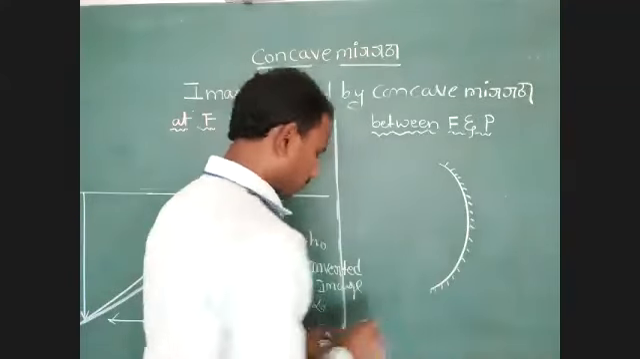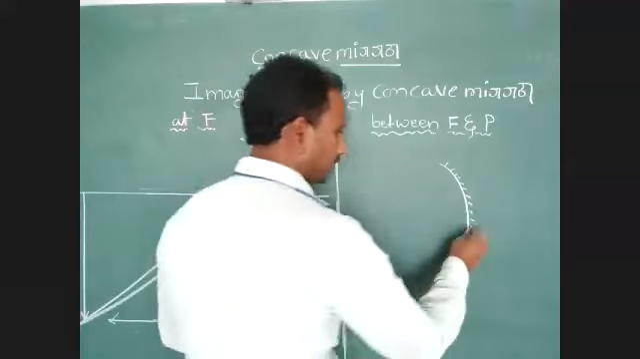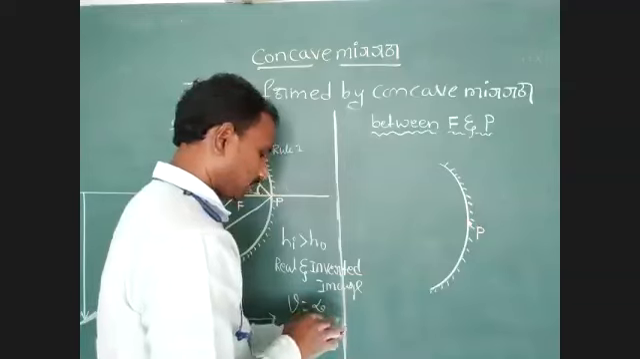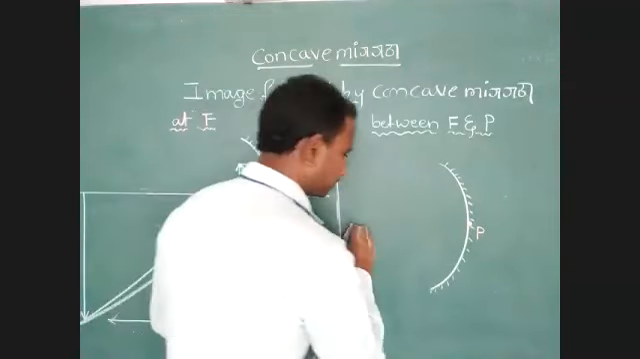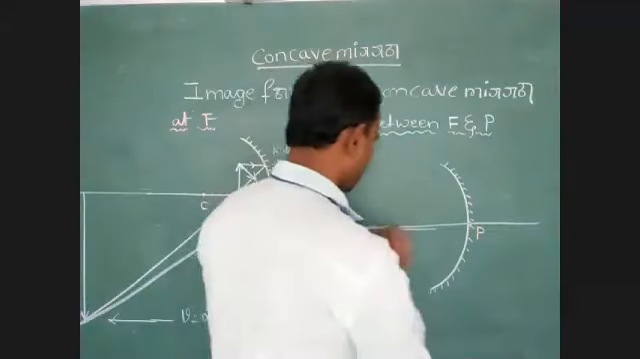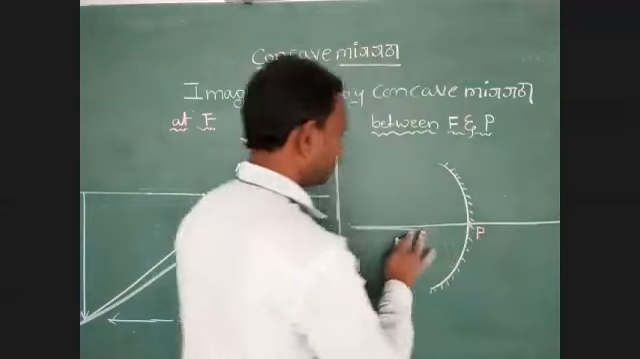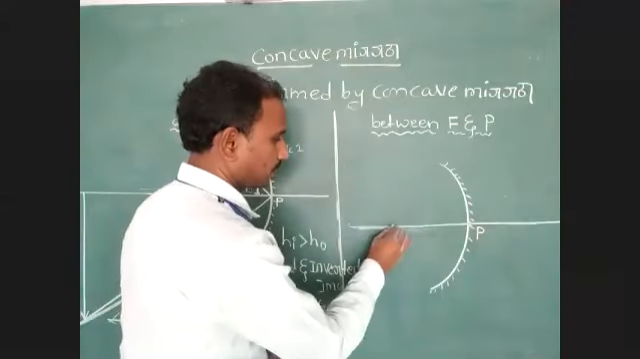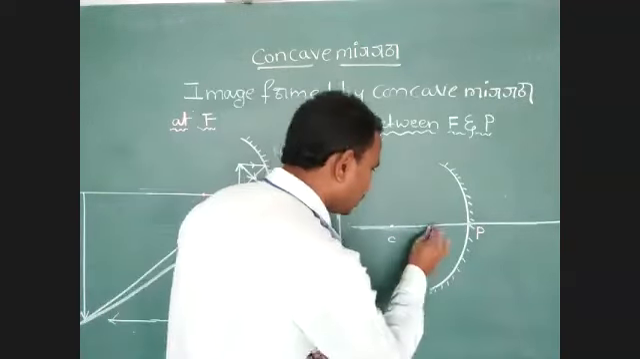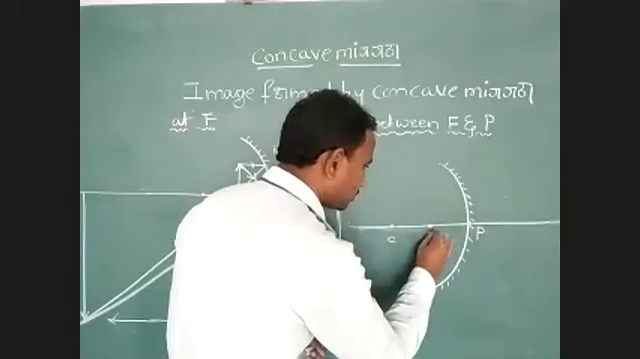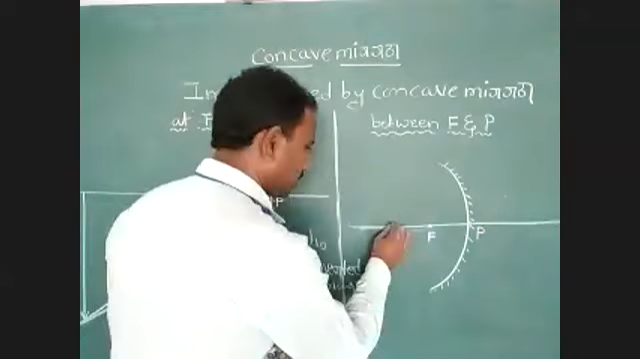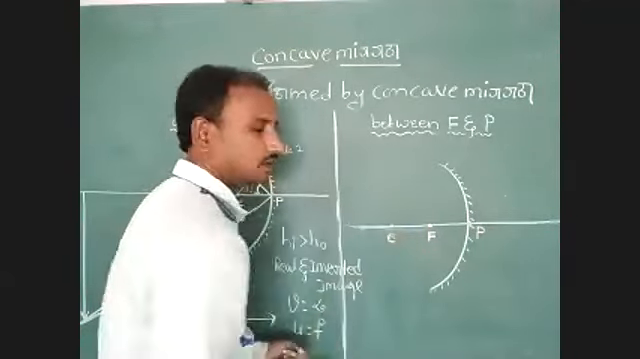Now first we have to identify the pole and center of curvature. So for the pole and center of curvature, draw the reference line. This reference line passes through the center of curvature and the pole. So identify the principal focus. Where is the principal focus? Here. That point we can consider on our principal axis. Here is the center of curvature.